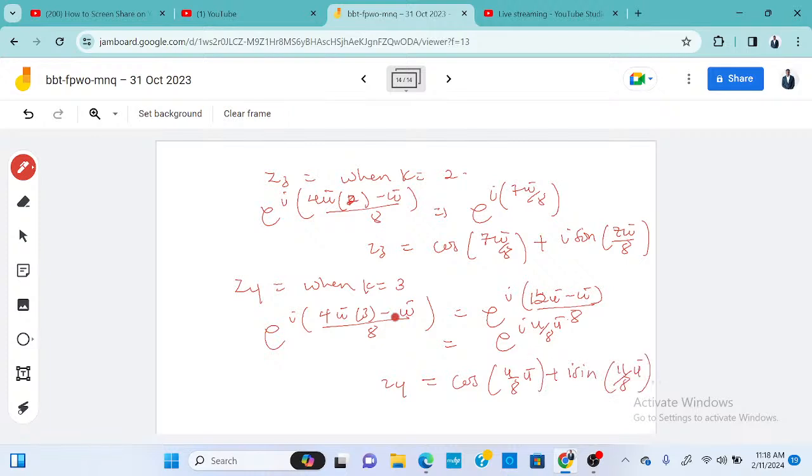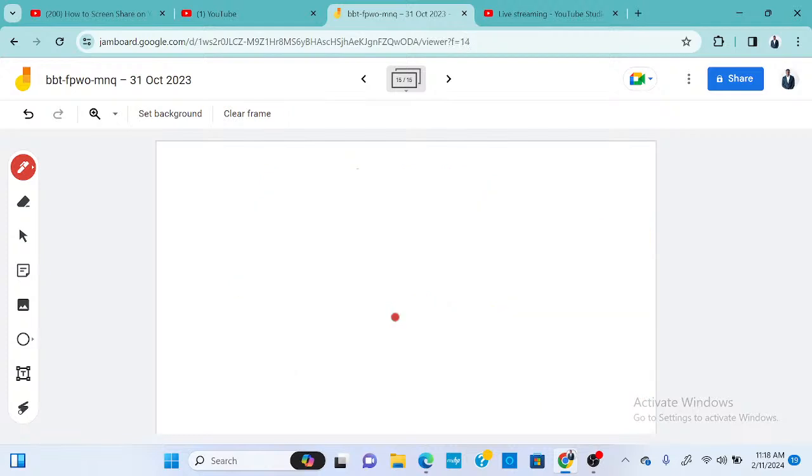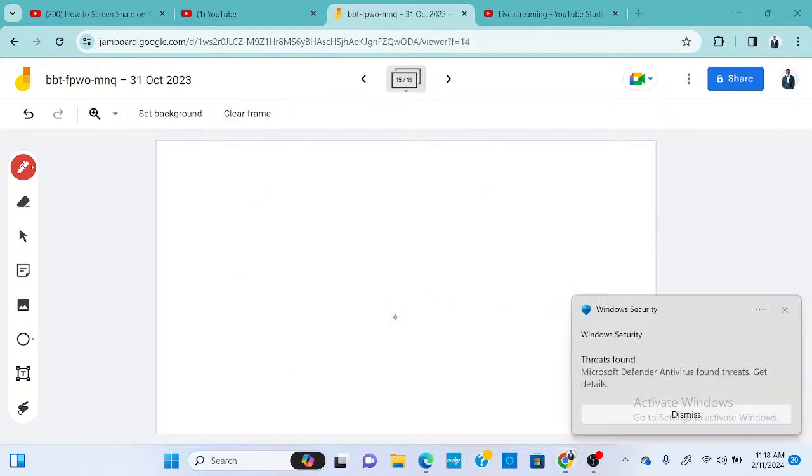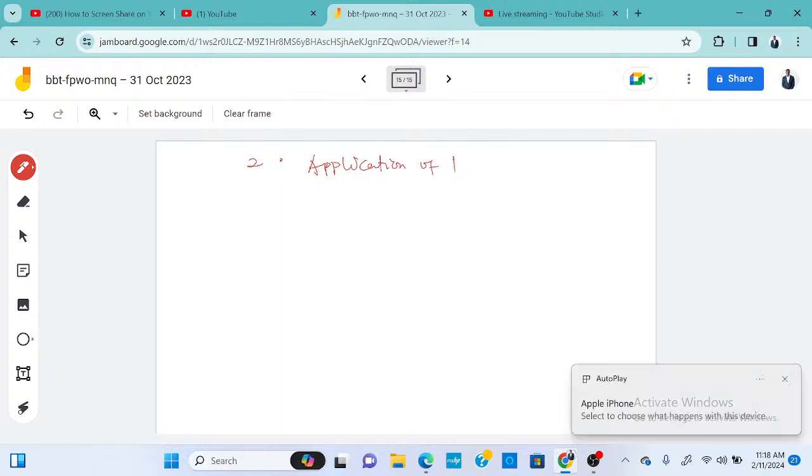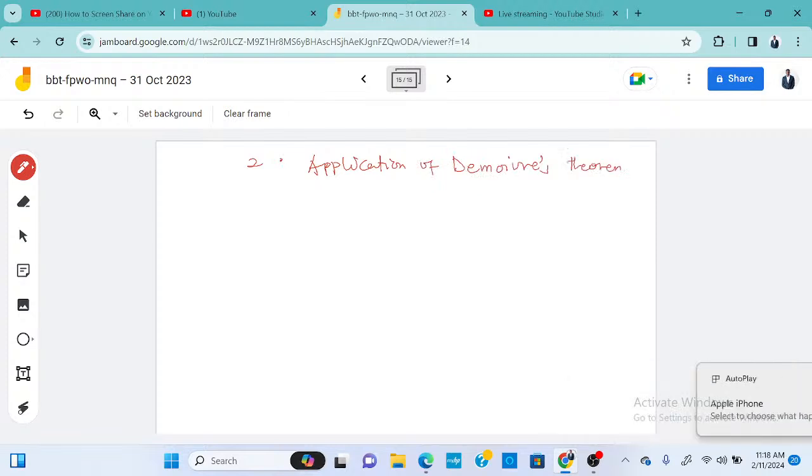Now this gives us the roots of unity. Now let's take another problem, but in this problem we are going to look at a complex number, which is the second application of De Moivre's theorem. So for the second application, you're going to find the polynomial expression.